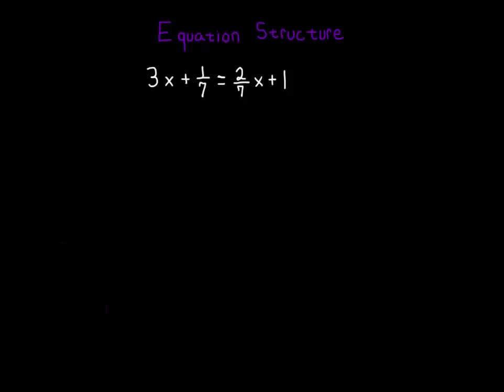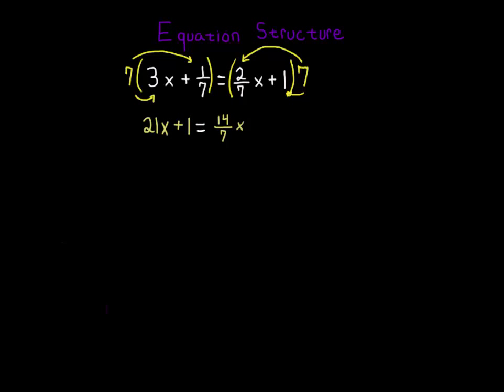While we have the TI-84 graphing calculator, there's a simpler way to clear out that fraction. Whatever you do to one side of the equation, you do to the other. So I'm going to multiply both sides of the equation by 7. 7 times 3 is 21, and 7 times 1/7 is 7 over 7, which you should recognize as equivalent to 1. 7 times 2/7 is 14 over 7, which reduces to 2. And 7 times 1 is 7.